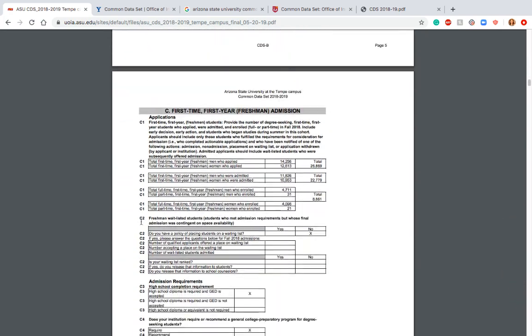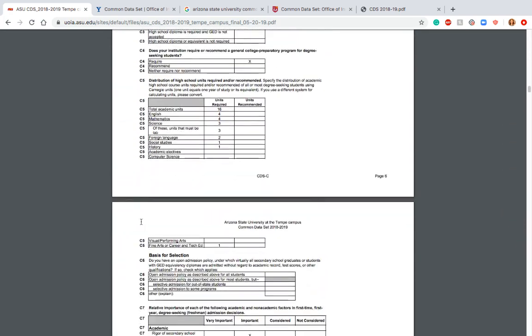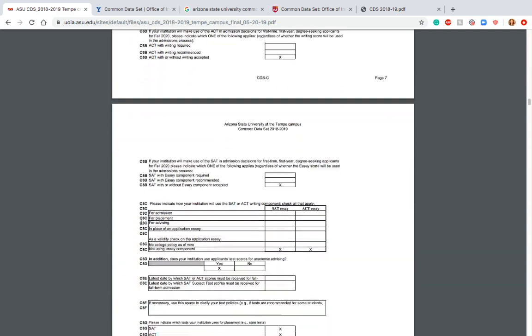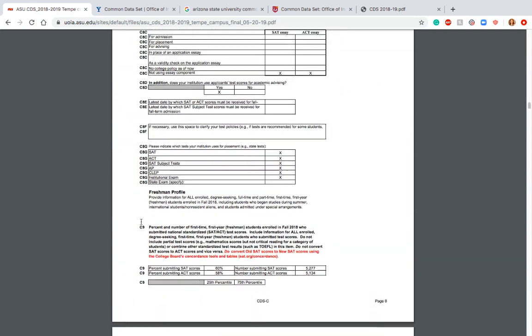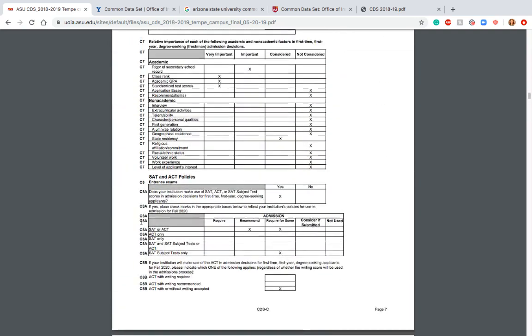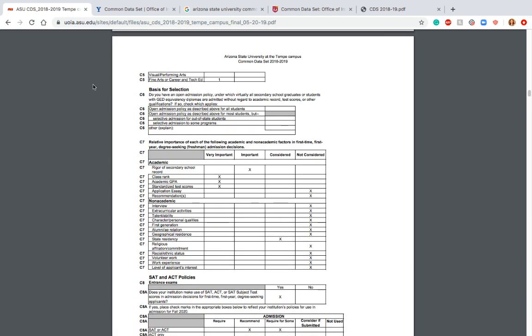And what we want to know, we've already talked about first year admission rates and stuff like that, but we want to know the basis for selection. How are they evaluating who they let in? So, basis for selection. And this will tell you, when the application comes in, in theory, how the person at the other end is receiving it.